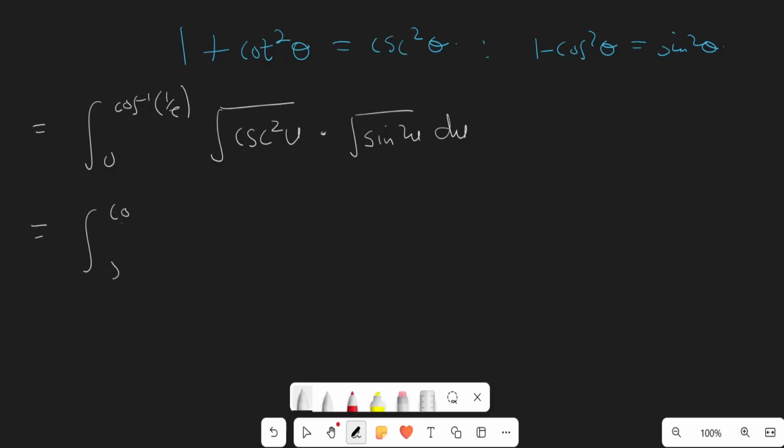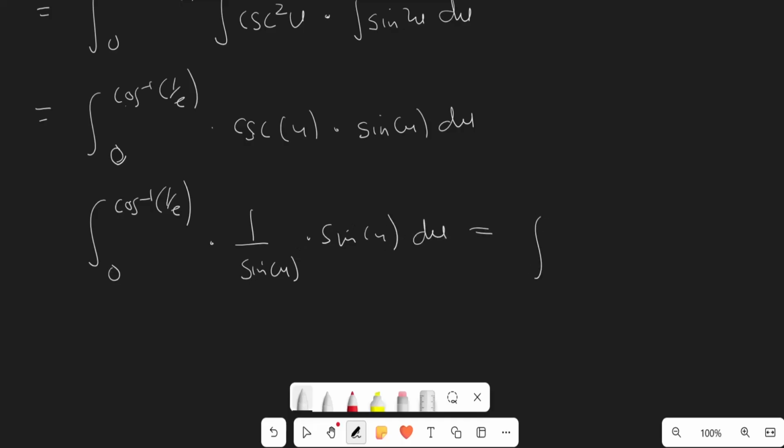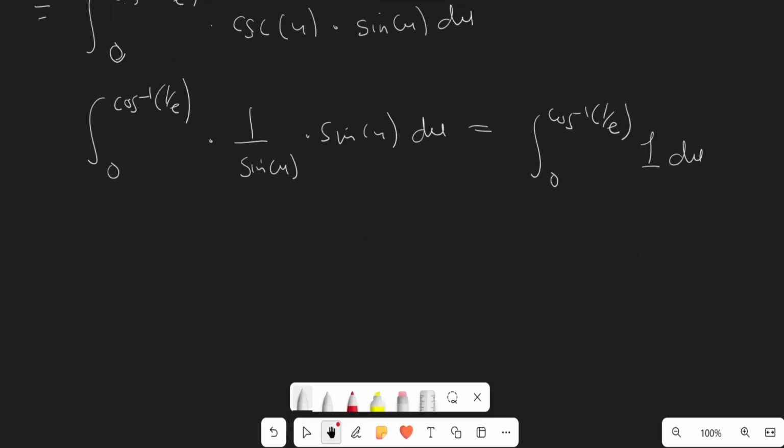This one evaluates to cosecant u times sine of u du, from 0 to cosine inverse of 1 over e. Cosecant is 1 over sine, so this is 1 over sine u times sine u du. So in the end, you are just evaluating the integral from 0 to the cosine inverse of 1 over e of 1 du, because the sine u's will cancel out.